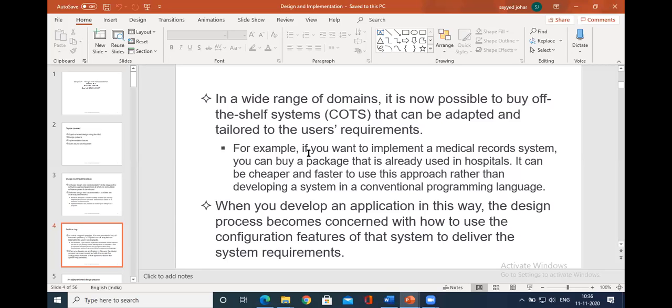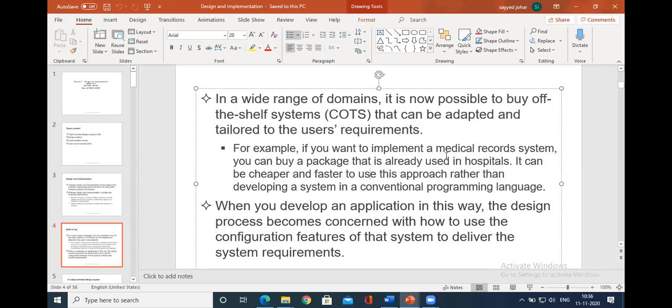See, one of the examples you can focus on over here. If you want to implement medical record systems, you can buy a package that is already used in hospitals. For example, if it is a new application that you are going to develop, but part of it has already been implemented and is available as a domain. So if you want to implement a medical record system, you have a package that is already used in hospitals. It can be cheaper and faster to use it.